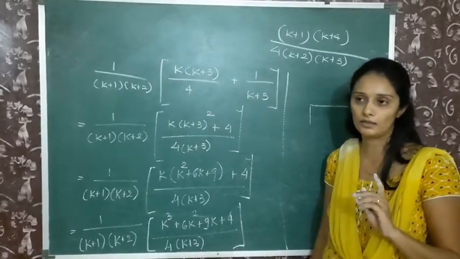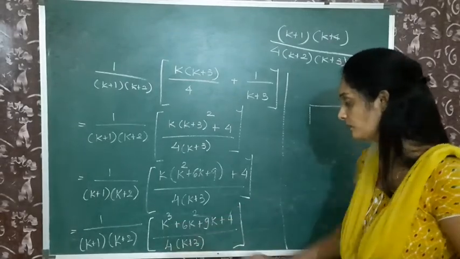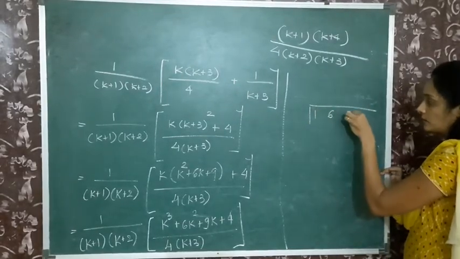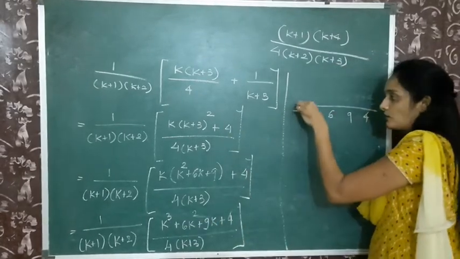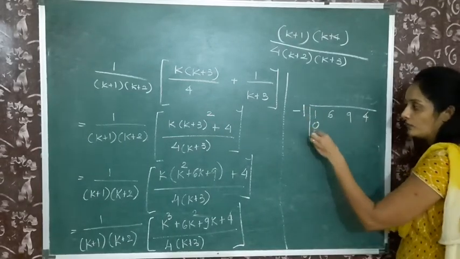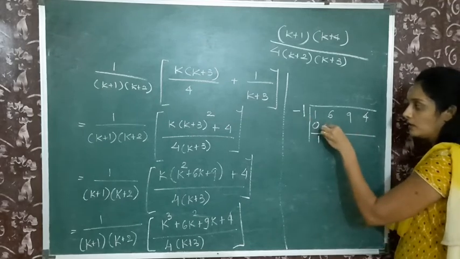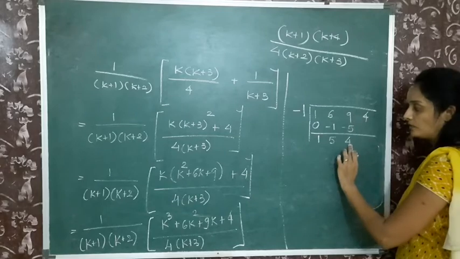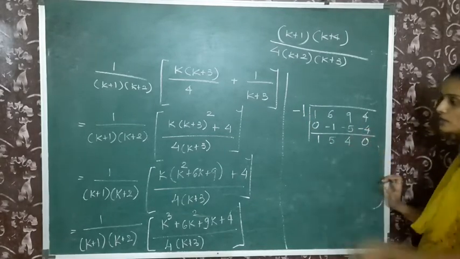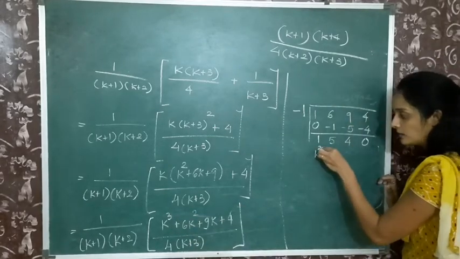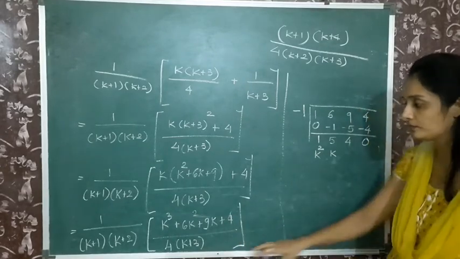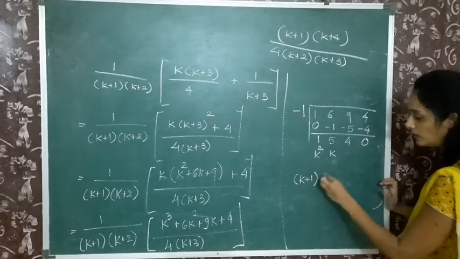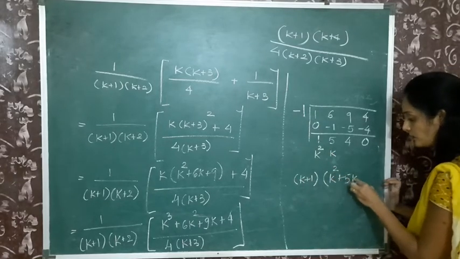You already learned factor theorem, that means synthetic method, in standard 10. Okay, and in previous sum we also see. Okay, so here 1, 6, 9, 4, and k plus 1 is one factor, so here we can write minus 1 and here put 0. Now 1 plus 0, 1. Here minus. So 5. 5 into minus 1, minus 5. So here 9 minus 5, 4. 4 into minus 1, minus 4. So here 0. Here cube, so we can write k square and k. So factors of k cube plus 6k square plus 9k plus 4 is k plus 1 and k square plus 5k plus 4.